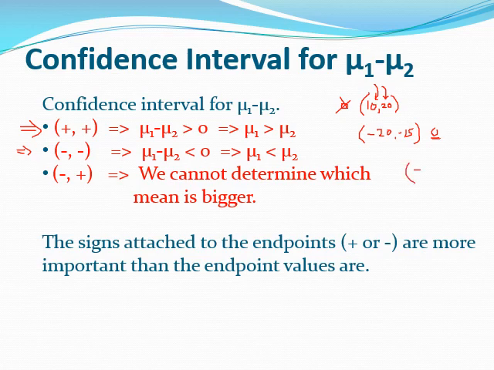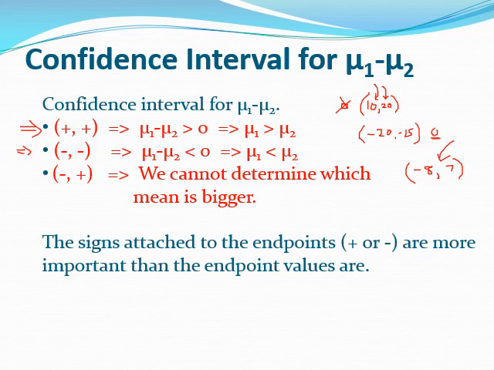And what if we end up with something like this? An interval goes from negative 8 to positive 7. Well, where's 0 now? Inside the interval. And so we're not going to say, yes, we believe mu1 is equal to mu2, but we're saying it might. We cannot determine which mean is bigger. The means might be the same at the 95% confidence level.